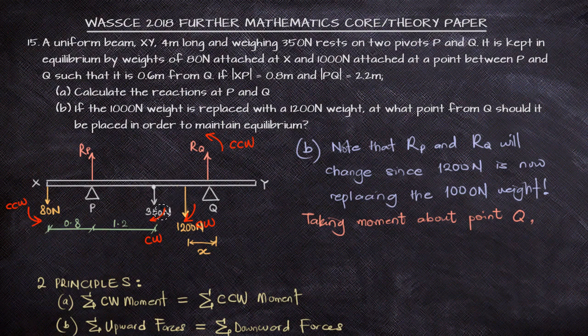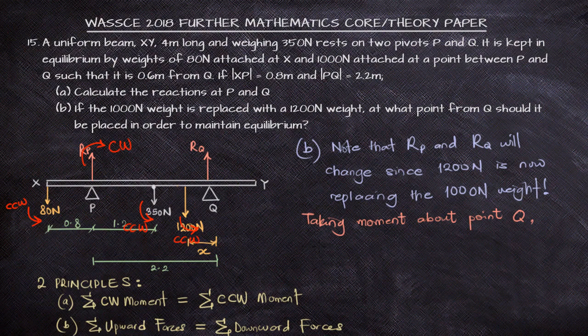We can't use the previous ones, so we can erase our moment. Let's erase this. Now, in this case, at point Q, the 350 Newton will go in the counterclockwise direction, and the same with the 1200 Newton, but the reaction at P will go in the clockwise direction. The distance between P and Q now will be 2.2, which will be the distance for RP. Then we know the distance for the 350 Newton. We don't know the distance only for the 1200 Newton weight. So the 350 and 1200 Newton are counterclockwise, then the reaction at P is the only clockwise moment.